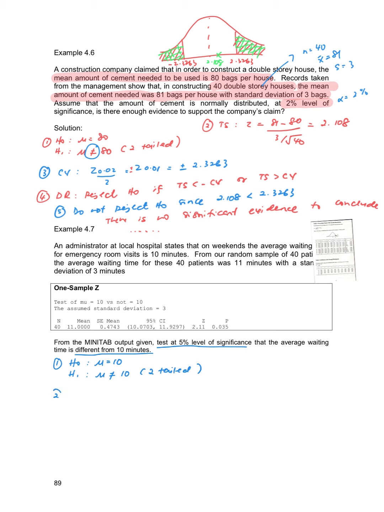Okay, the second step. Since we have the P value, the test statistic value will be replaced with the P value. So we will be using the P value approach. So our test statistic is the P value. So P value equals 0.035.